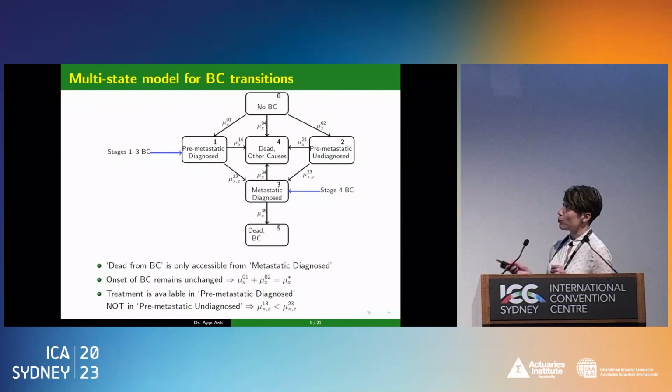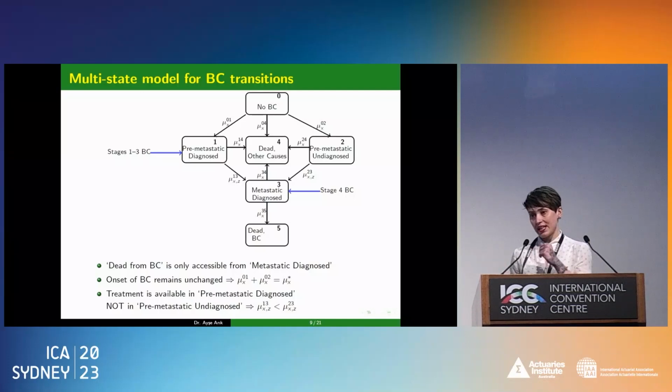One last thing about this model is we define the onset of breast cancer depending on the moves from state 0 to state 1 and state 2. And this is defined in the second bullet point here. The summation of these 2 rates of transition defines the onset of breast cancer, which is new breast cancer cases, denoted by mu star.